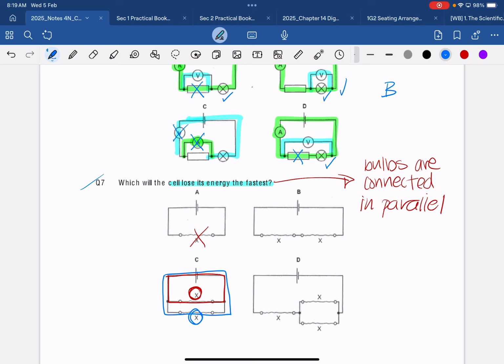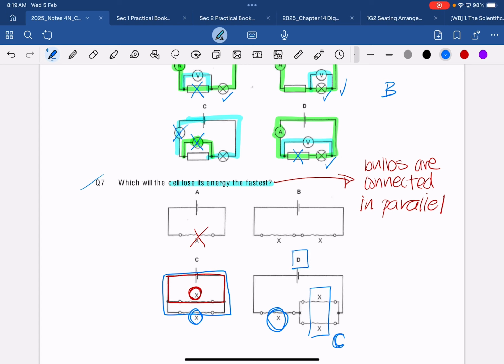Okay, then let's check this one. This one has something that C has. This is exactly the same as C, but on top of it, there is also another series. So this will be the one that consumes the fastest.